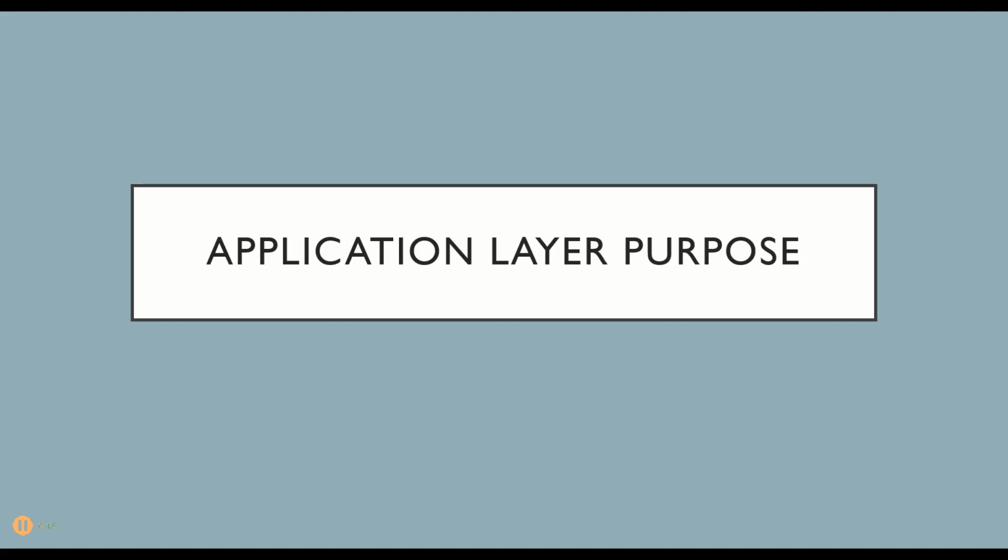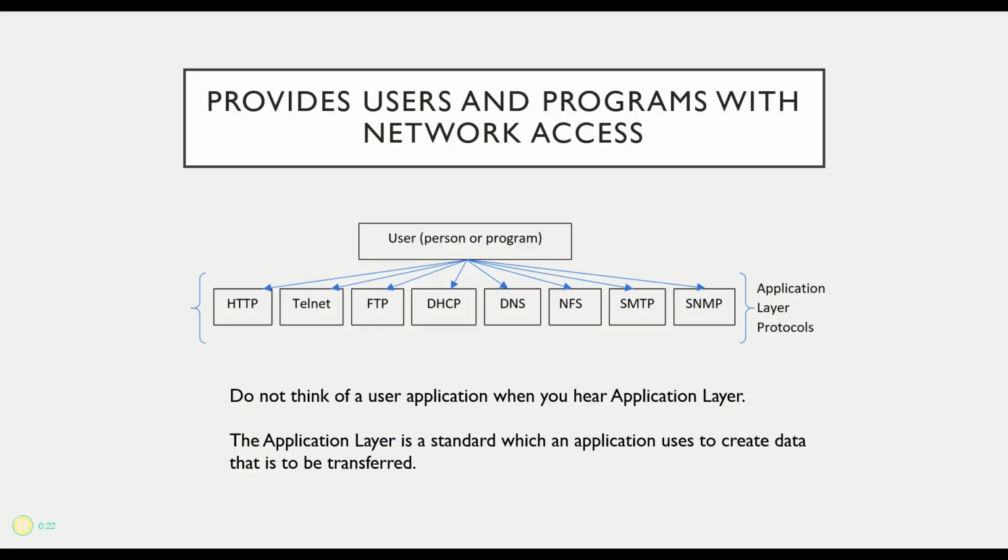First of all, we want to just talk about what the application layer is and the purpose of the application layer, and that is simply to provide users and programs with network access. So the user may be a person or a program. This might be Microsoft Word, it might be something I type into the command line, or some other program, and that program uses the application layer protocols. And I've listed a few of them here. These are ones that we will talk about later on in the course.